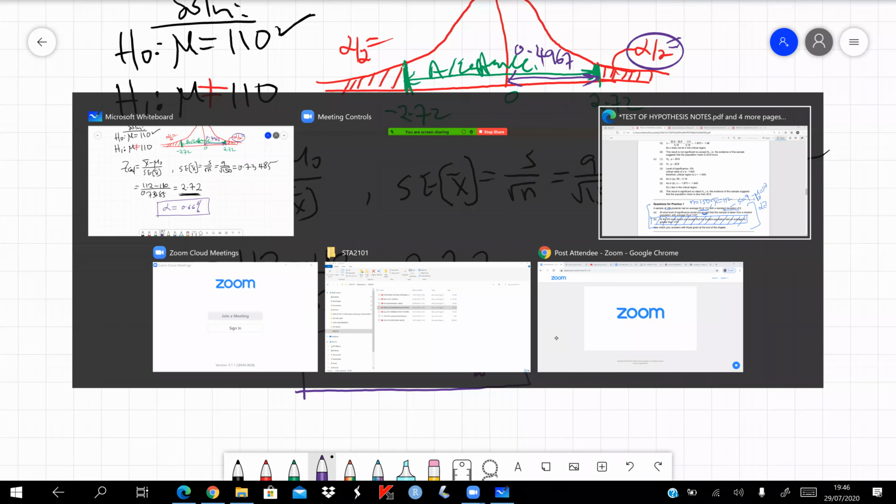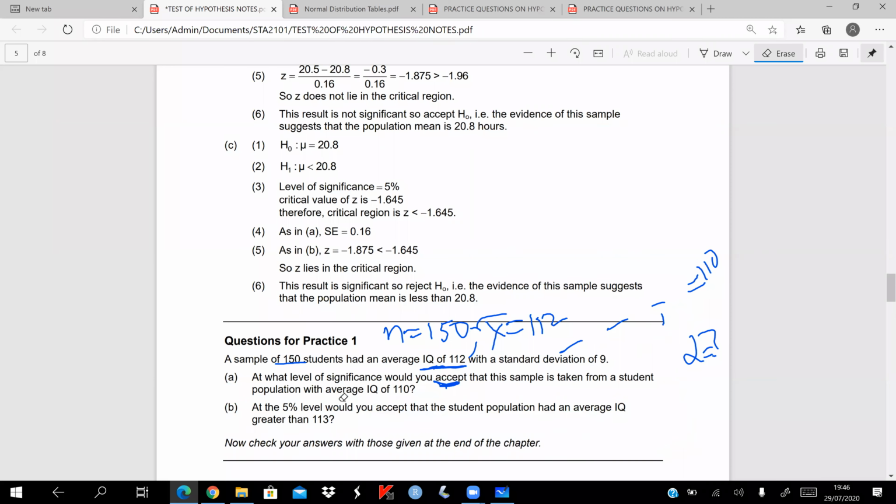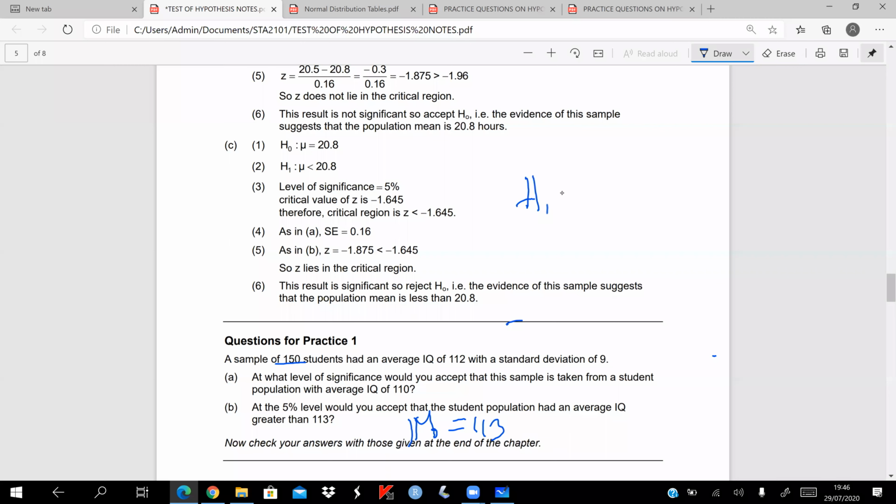So the remaining part, part B, I know you can solve part B at home. Part B of this question: at the 5% level of significance, would you accept that the student population had an average IQ greater than 113? I'm sure you can test that because now we have a mu naught, which is 113. So that means your hypothesis will look like this. H naught: mu is 113. You test that against mu is bigger than 113.